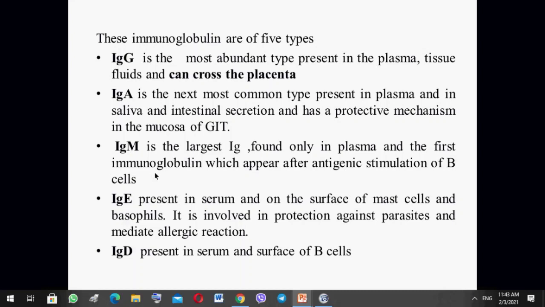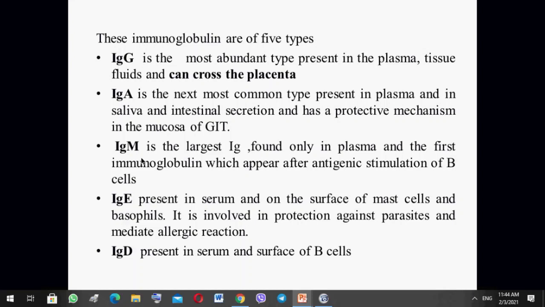Okay, so when our body is exposed for the first time to any pathogen, the first immunoglobulin that will be formed in our body is the IgM immunoglobulin. Okay, and after that, after repeated exposure, there will be appearance of IgG.